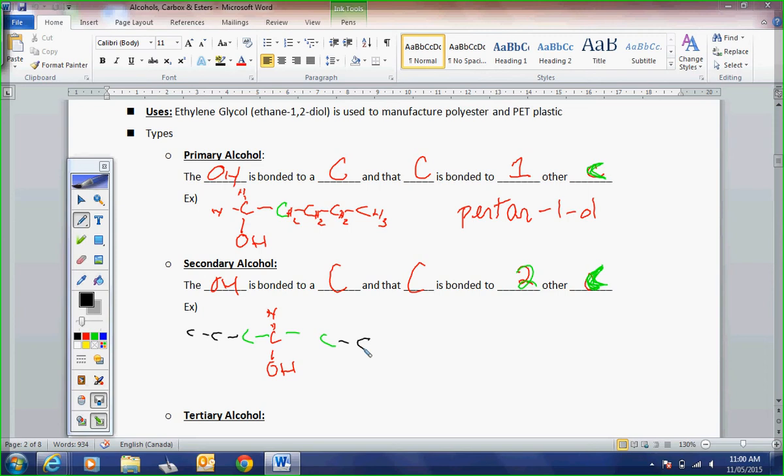Okay, so that OH is bonded to a carbon, which is bonded to two other carbons. And so this would be called 1, 2, 3, 4, 5, 6. Hexane. Three. Okay. A tertiary alcohol, so primary, we often shorten it as 1 degree, secondary is 2 degree, tertiary is 3 degree. And I'm gonna click this board, it's all gonna disappear, so I hope you have it written down.